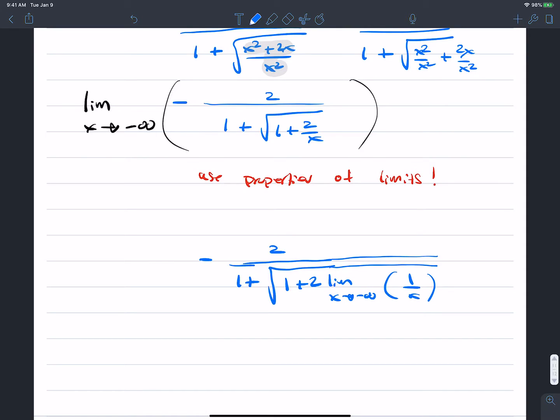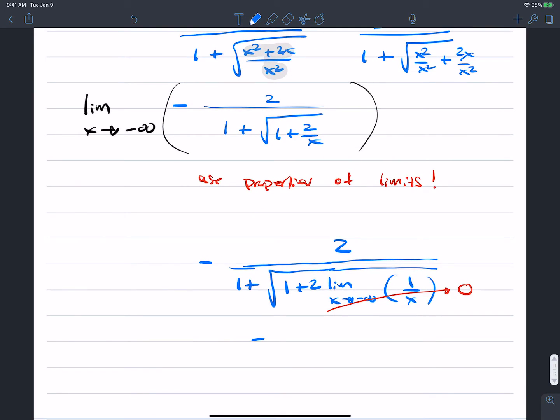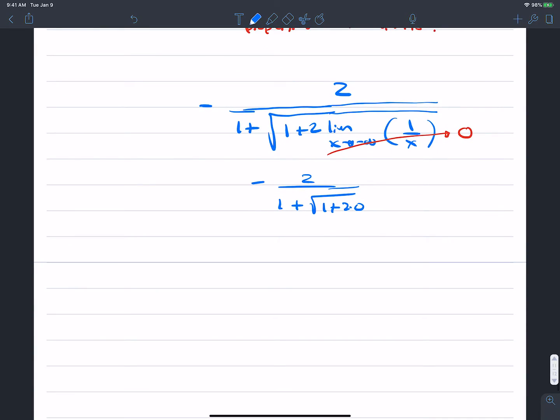So let's make sure we have this a little nicer. All right, you guys okay with that one? Does that look okay to you guys? That was the stuff we worked on the other day, is that right? And then what else did we learn the other day about this limit right here? What does this limit go to? That goes to 0. So using our arithmetic now, we have negative 2 over 1 plus the square root of 1 plus 2 times 0. And that'll be negative 2 over 1 plus the square root of 1.